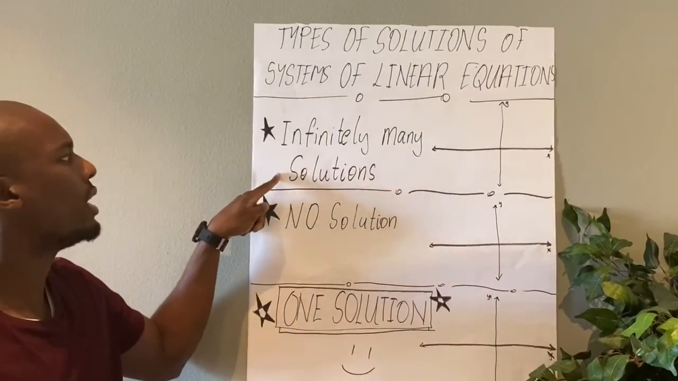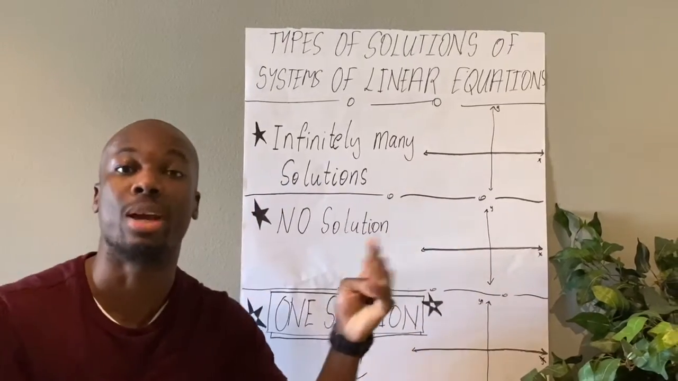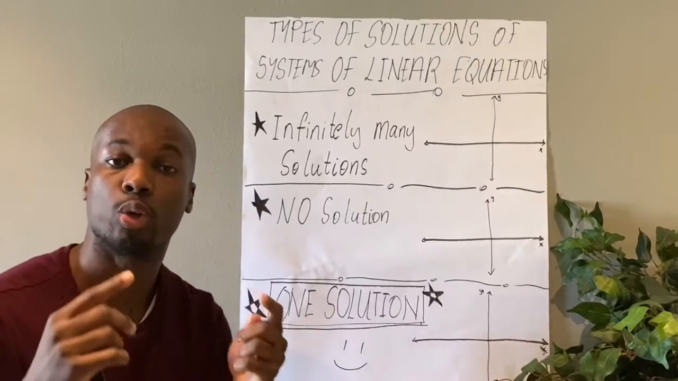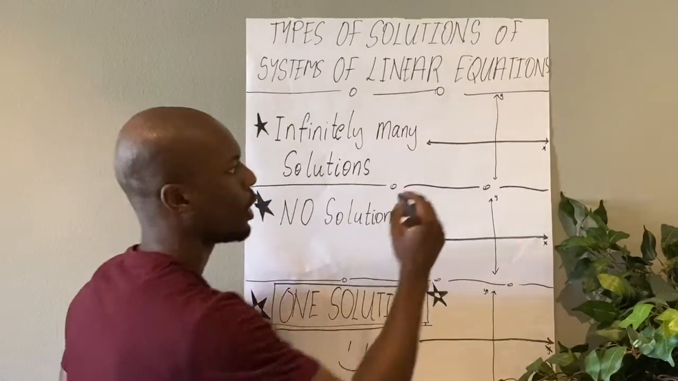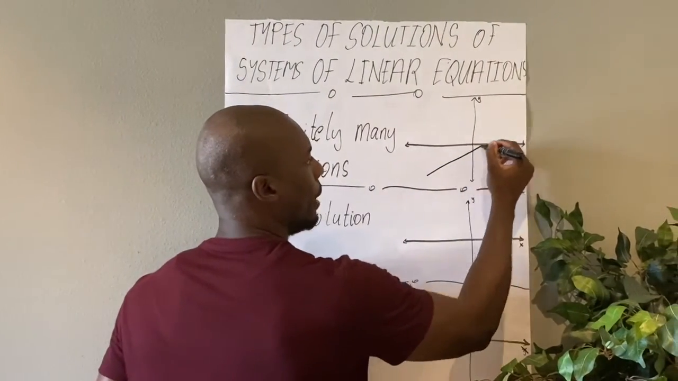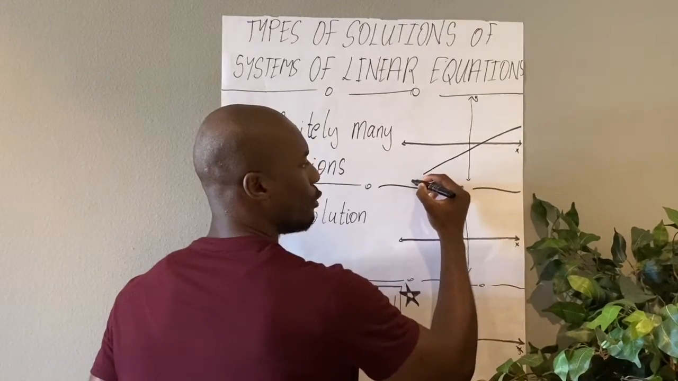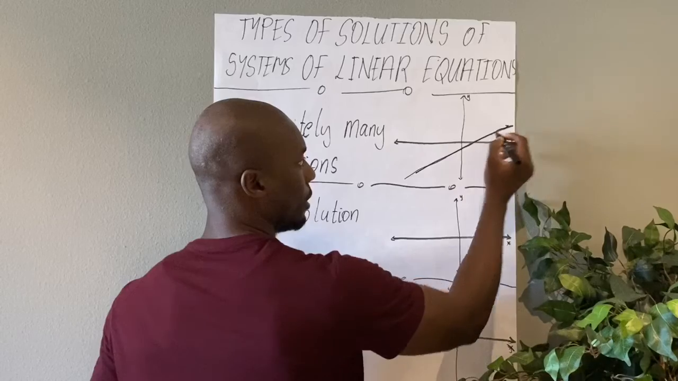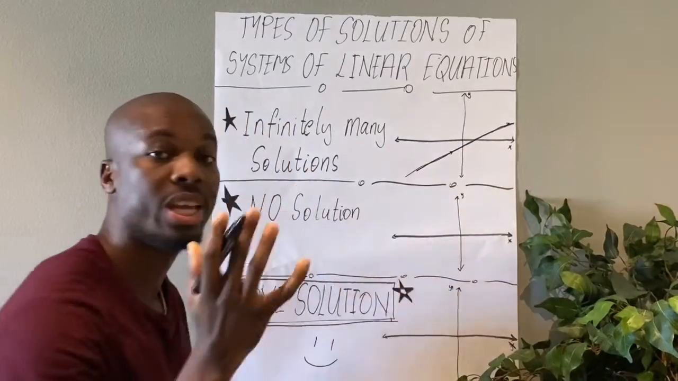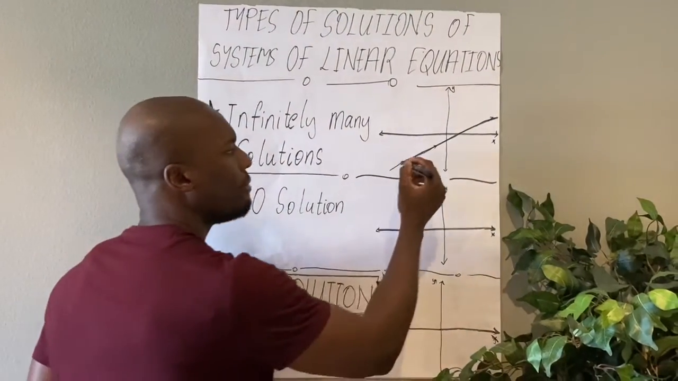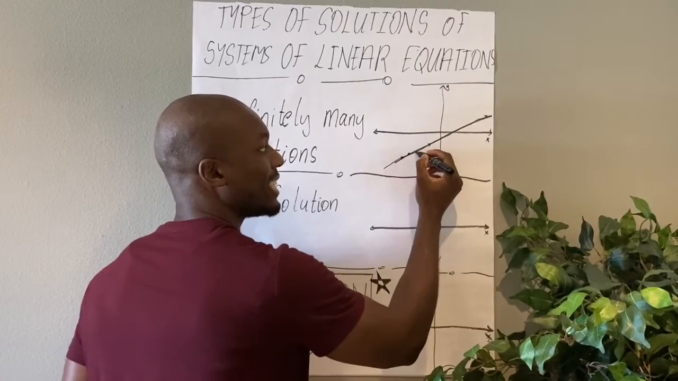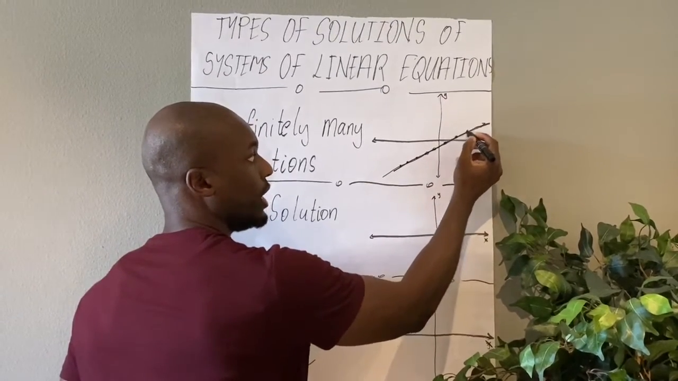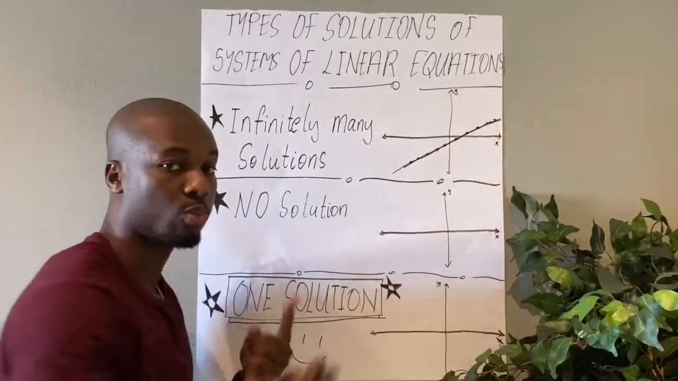The first one is when you have infinitely many solutions, right? So it means that on the graph, when you draw your two lines, one of them is going to be directly on top of each other. And so what that would mean is that you're going to have these two lines intersecting at so many places, a lot of places. Right, that's one type.